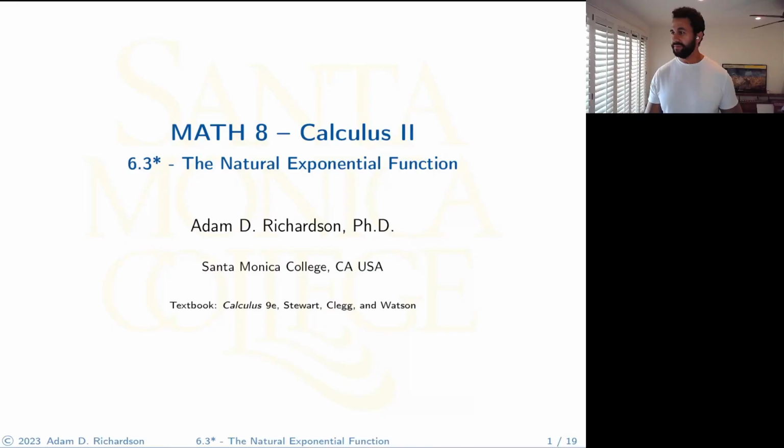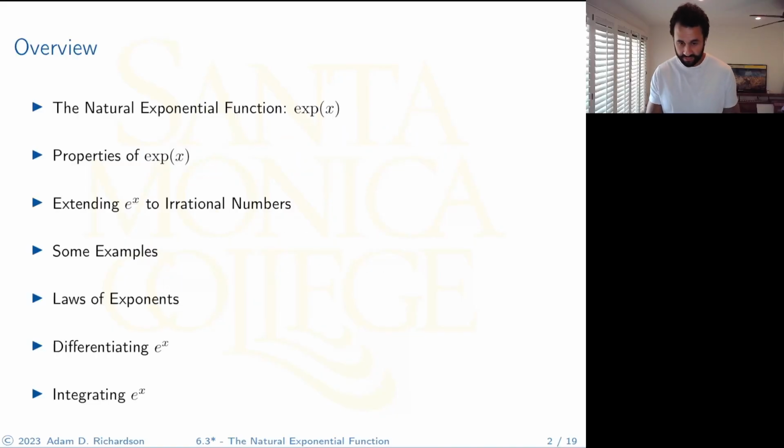So let's get started. Let me pull up the slides. Here we go. So here's the overview. We're going to define the natural exponential function in a natural way. Then we're going to look at some properties of the natural exponential function. Then we're going to see how we can extend the function e to the x to irrational numbers.